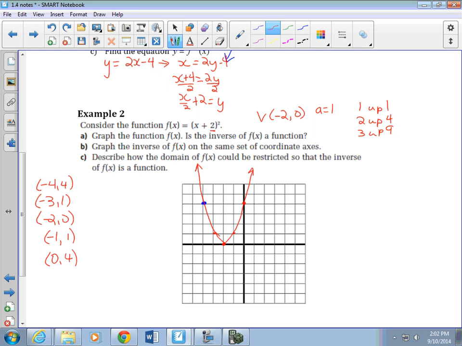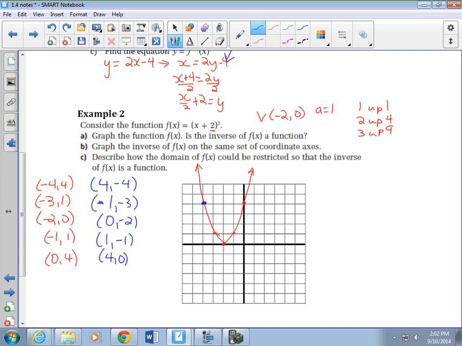So that means my inverse should be at 4, -4. Sorry, that's just a 1. 1, -3, 0, -2, 1, -1, and then 4, 0. So when I graph the function, by looking at it, is my inverse going to be a function?